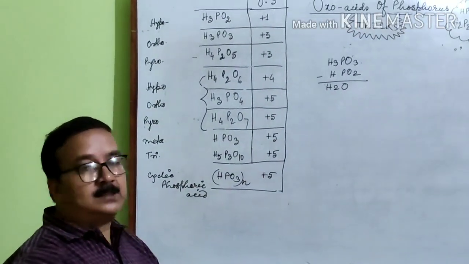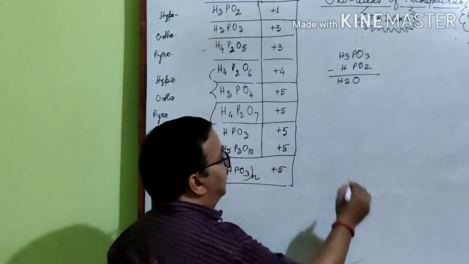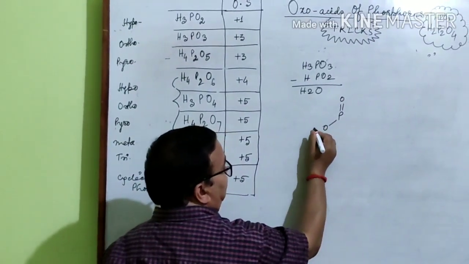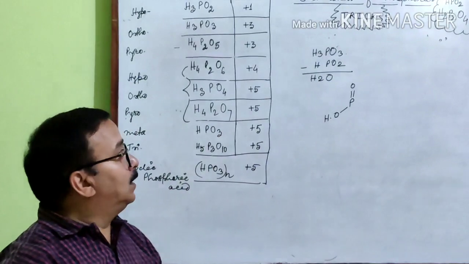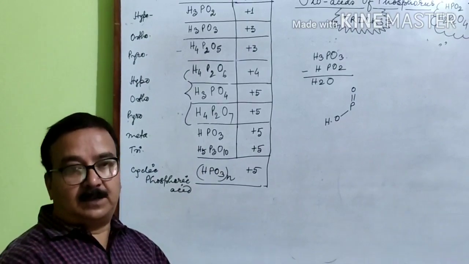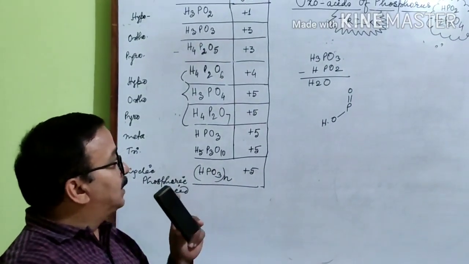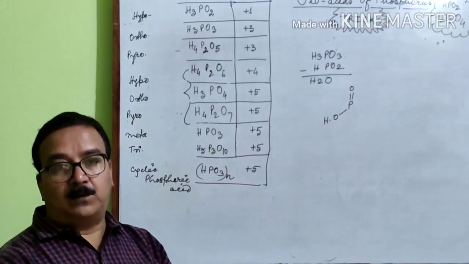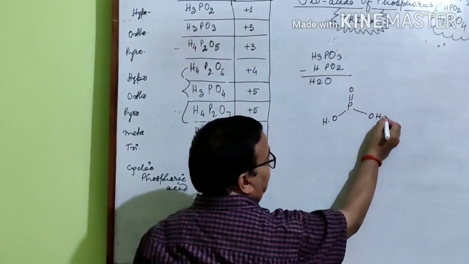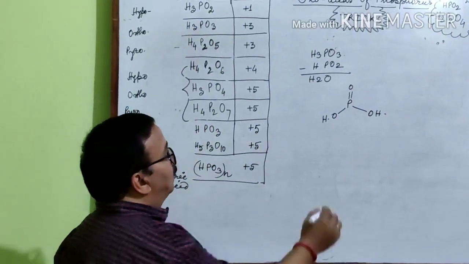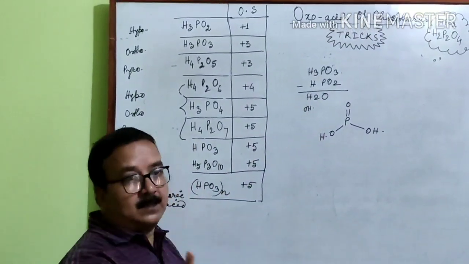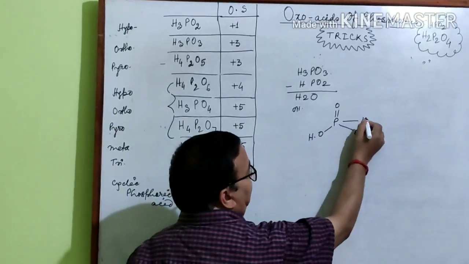First of all, draw the structure of the basic unit, that is HPO2. So P double bond O, OH. This is the basic unit. Now 2 hydrogen atoms and 1 oxygen atom are left. Therefore, for each oxygen atom there will be 1 OH bond. So give an OH bond here. So 1 OH is used here, 1 hydrogen is remaining.